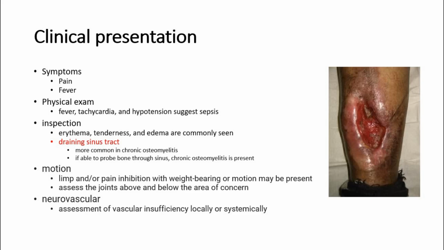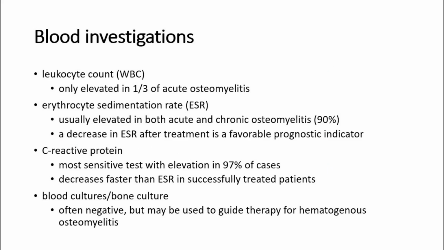For motion, limp and pain inhibition with weight-bearing or motion may be present. Assess the joints above and below the area of concern. For neurovascular, assessment of vascular insufficiency locally or systemically. For blood investigations, check leukocyte count, ESR, C-reactive protein, and blood or bone cultures.